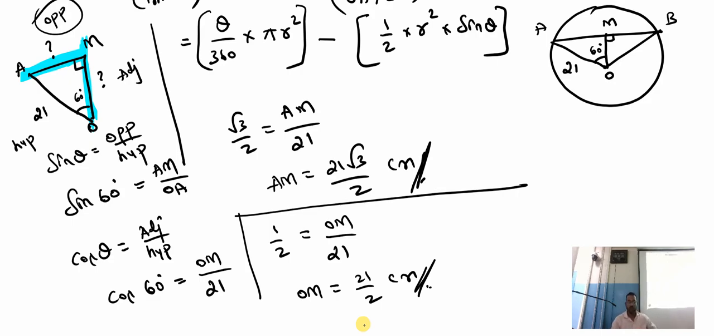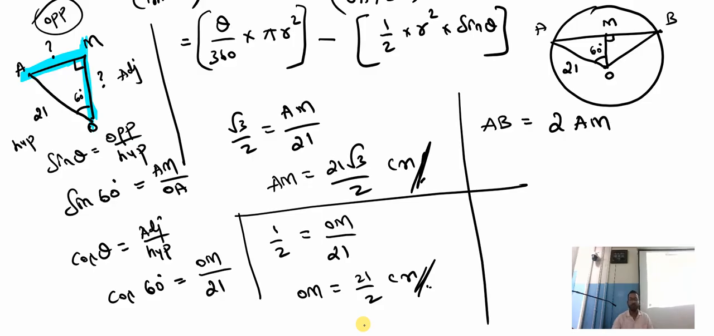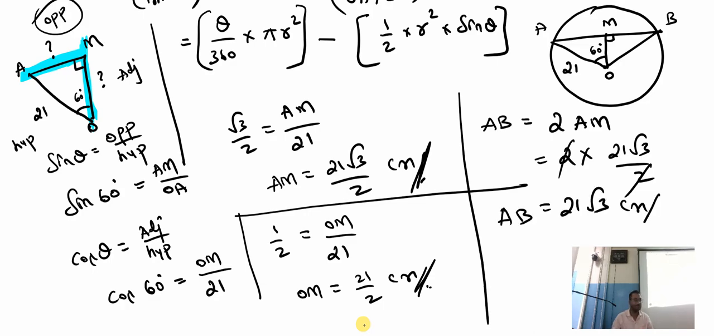Clear? Now, can we find AB now? How much is AB? AB is 2 times of AM. Can we write? AB is 2 times of AM. BM is also the same. So that is nothing but 2 times of AM. What is the AM value we got? 21 root 3 by 2. The 2 gets cancelled. The answer is 21 root 3. That is the value of AB. AB is 21 root 3.